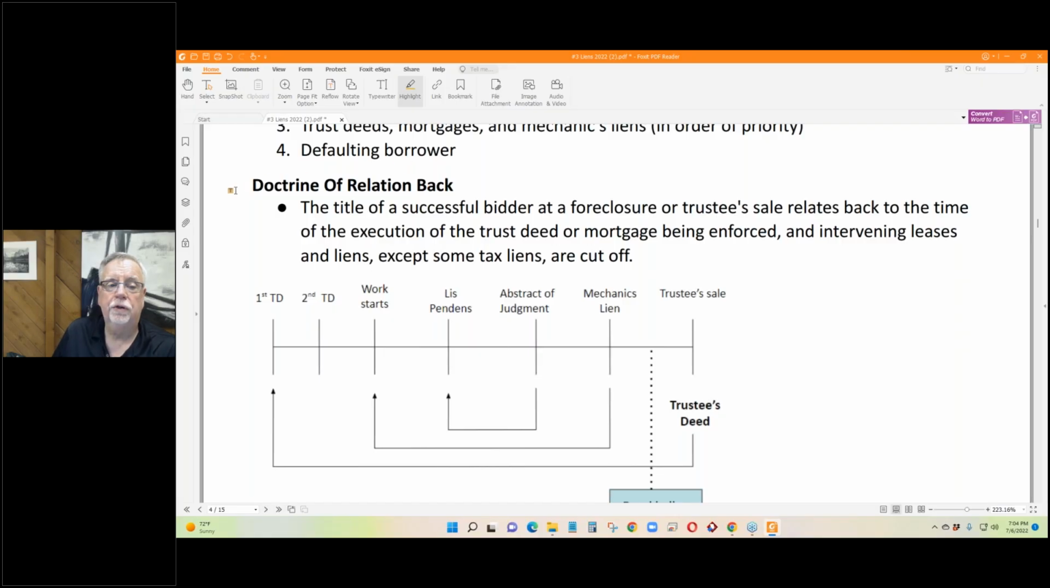Then there's something called the doctrine of relation back. Title of a successful bidder at the trustee sale relates back in time to when they executed the mortgage.